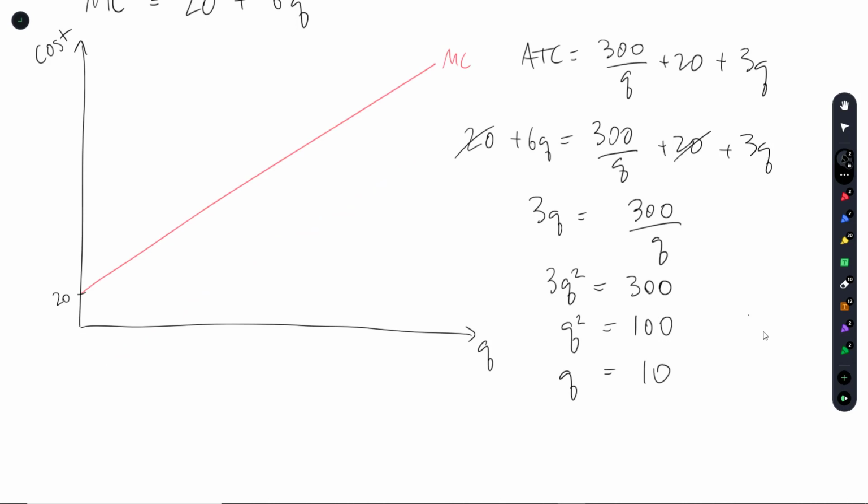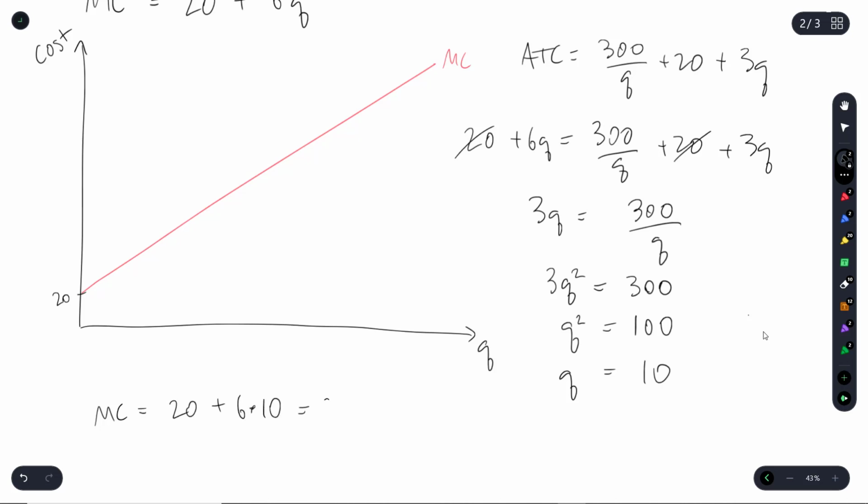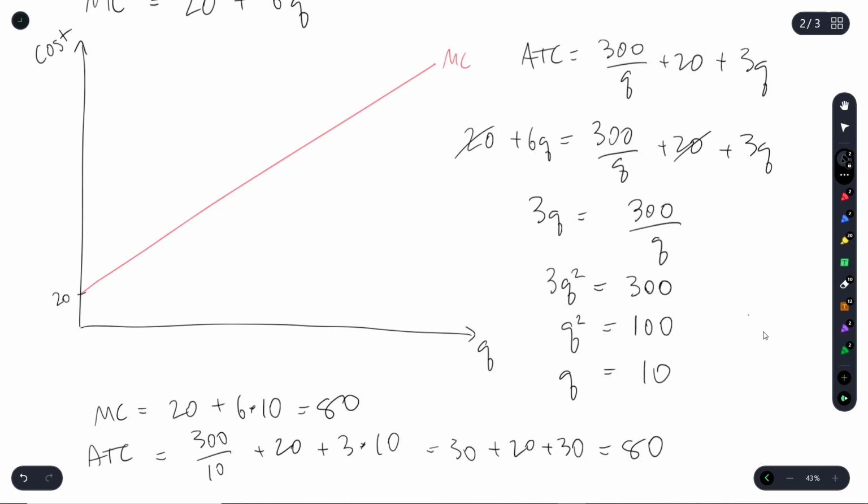Now we need to know what our average total cost and marginal cost are at that point. We can plug it into either one and we'll get the same answer because we know they have to be equal. So if we plug it into our MC, we get 20 plus 6 times 10, which is 80. And just to check our work, our ATC, 300 over 10 plus 20 plus 3 times 10. 300 divided by 10 is 30, and 3 times 10 is also 30. That looks like also 80, and so that all checks out.